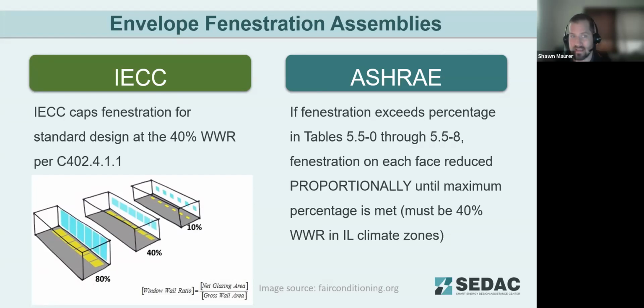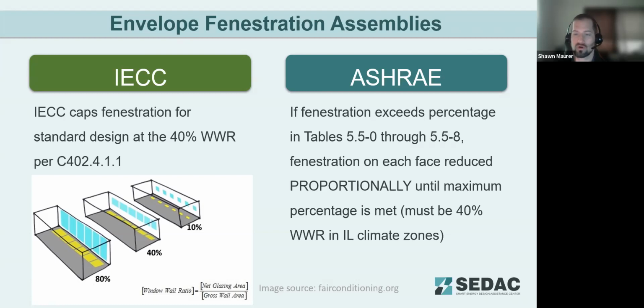If you exceed that 40% window to wall ratio for your proposed design, the IECC just states that your reference design model is capped at that 40% window to wall ratio. ASHRAE puts a little bit more of a requirement on that, in that you have to proportionally decrease all the different orientations of the walls until that 40% window to wall ratio is met overall.